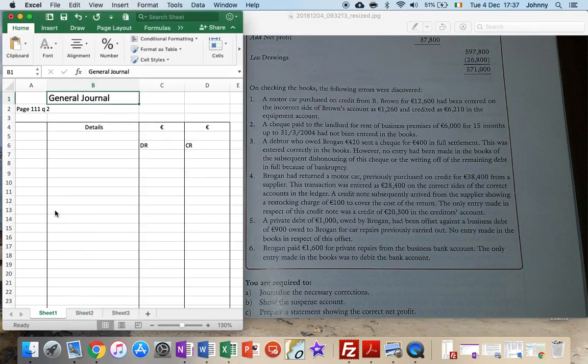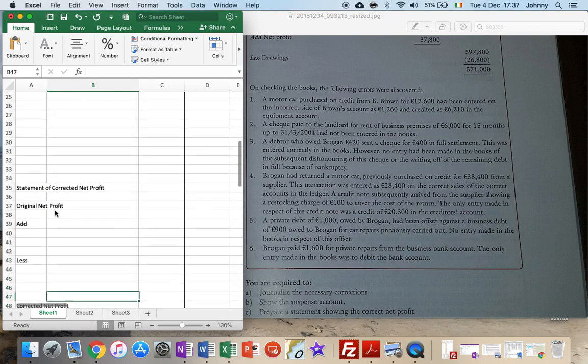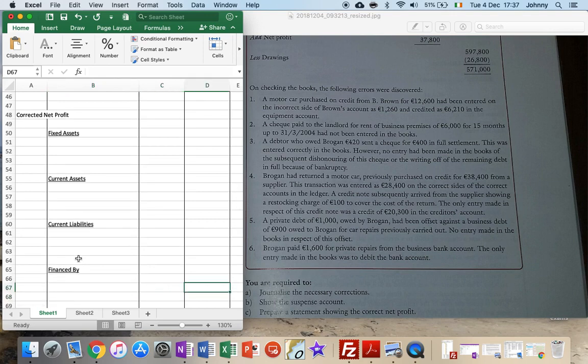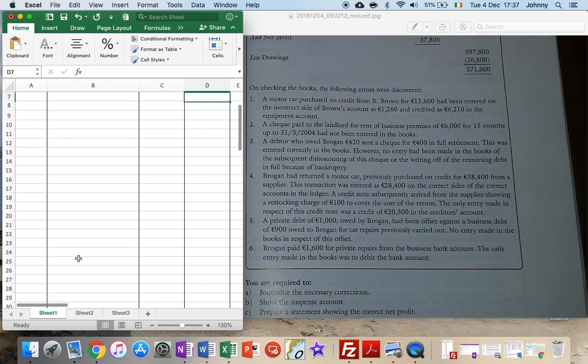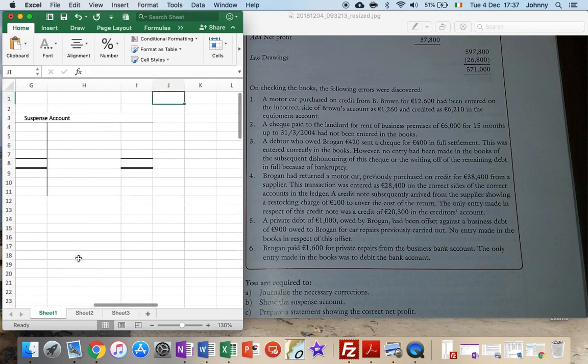So before I start doing anything, I've got the blank document laid out. So here's my record book 2 that I'm going to put all of my journal entries into. I've got my statement correct net profit and my corrected balance sheet ready to go, and then I also have ready to enter my suspense account. So I'll do that suspense account as the second entry. The suspense is over here.